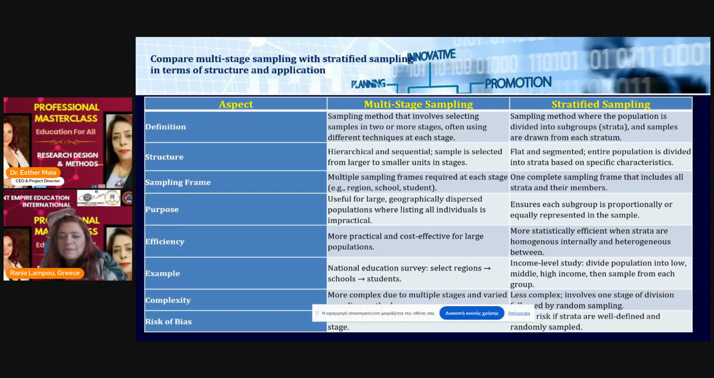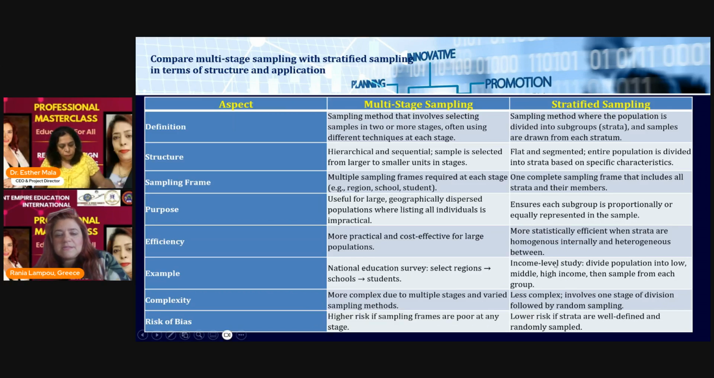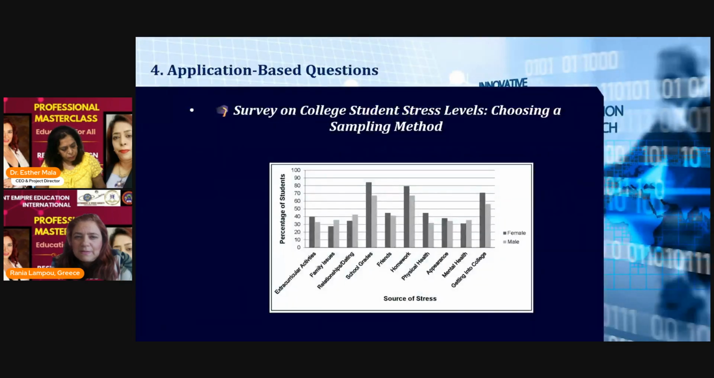And in terms of complexity, multi-stage sampling is more complex because of multiple stages and various sampling methods. The other one is less complex. Multi-stage sampling, of course, presents higher risks. The other one has lower risk. So this is the comparison, more or less, between multi-stage sampling and stratified sampling. I think it's easy to understand.